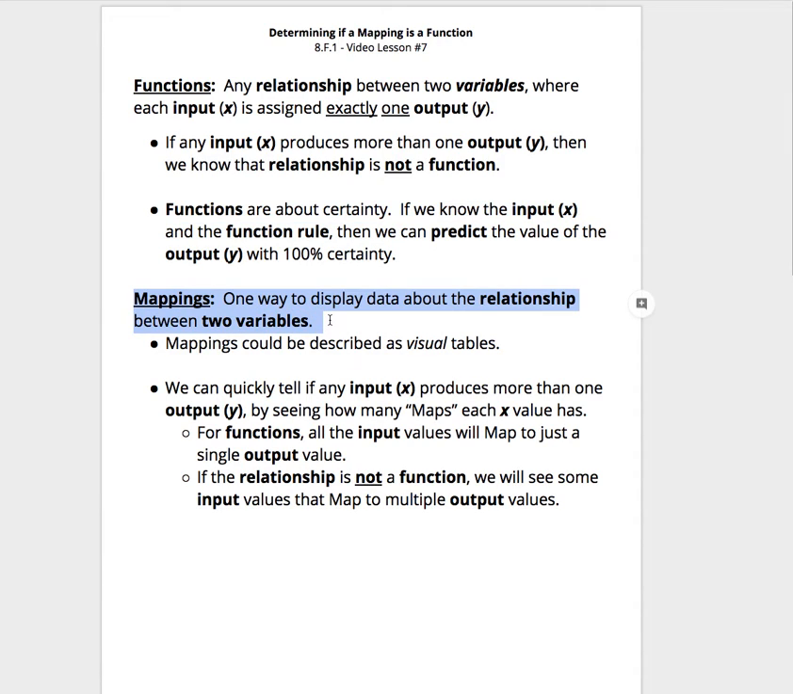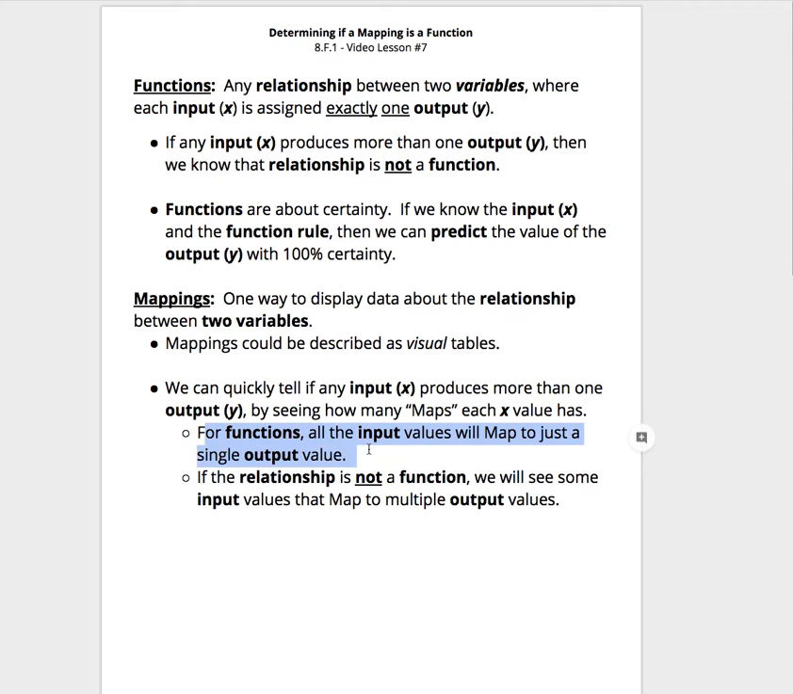Mappings, we've learned this week, are one new way to display data about the relationship between two variables. We can picture the mapping as something of a visual table. It has the input and output, or the x and y values, in two columns, but they use arrows to connect them. We can quickly tell if any input or x value produces more than one output by seeing how many maps each of the x values have.